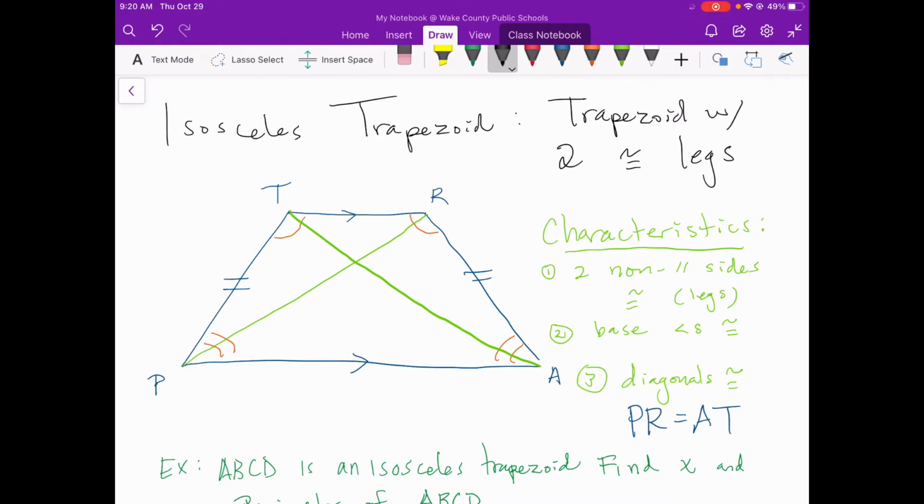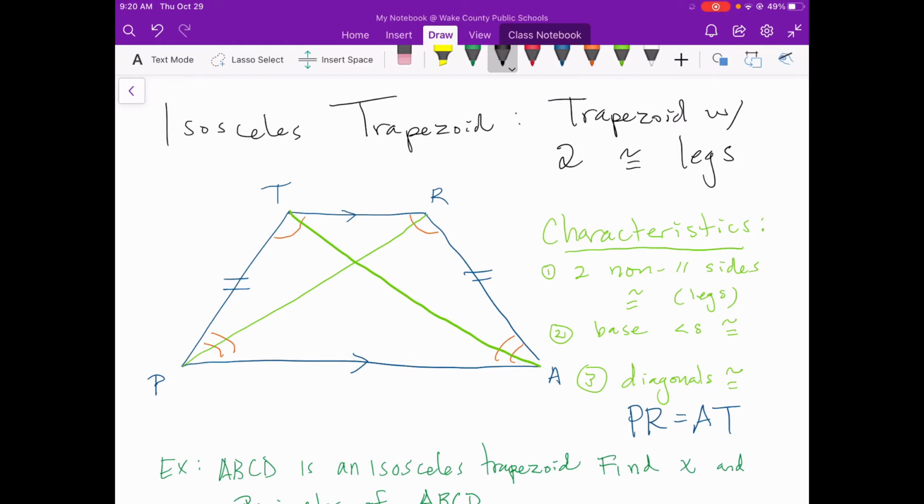And with that symmetry comes some more characteristics. For instance, the base angles are congruent. That's the angles on either side of the bases. So angle P and angle A would be the same, and up here at the top, angle T and angle R would be the same. Those measures are the same. Now it's still a trapezoid, so same side interior angles for the top and the bottom, because of that one set of parallel sides, would be supplementary, but these base angles are congruent.